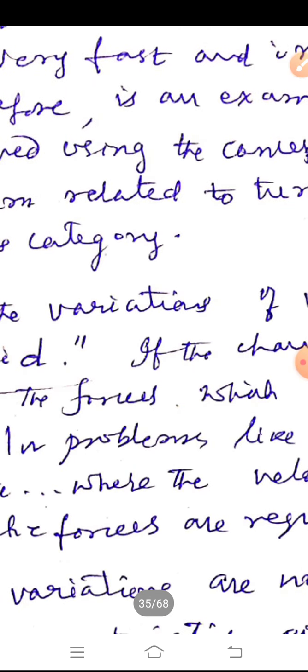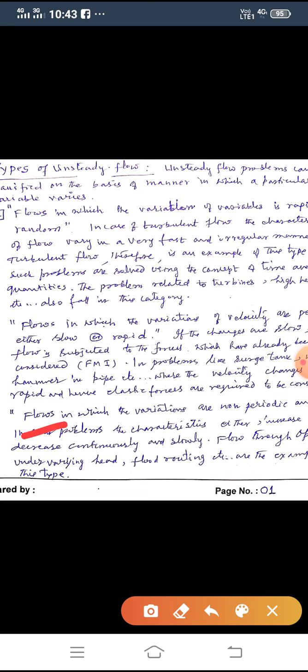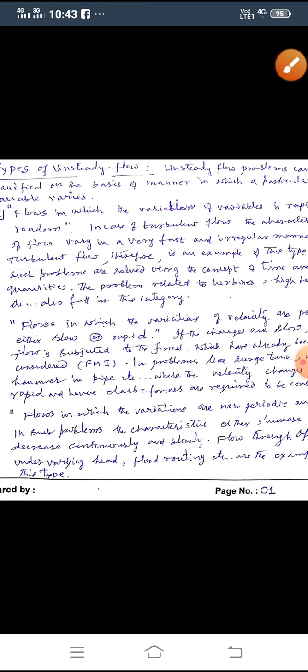Now we shall come to the third case. In the third case, the flows in which a variation is non-periodic but slow. For example, in case of flow through openings under variable head and flood routing, this problem arises. We can solve that, and that is included in the syllabus. It will come just after this class.